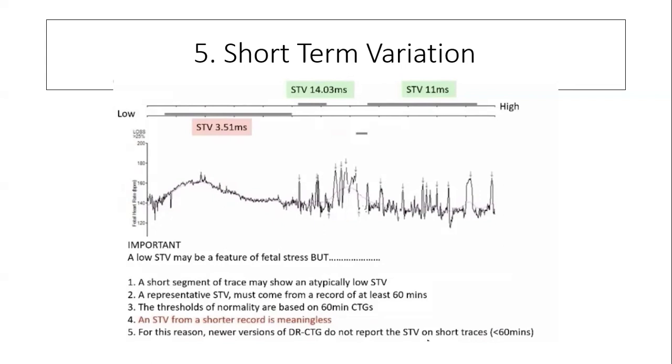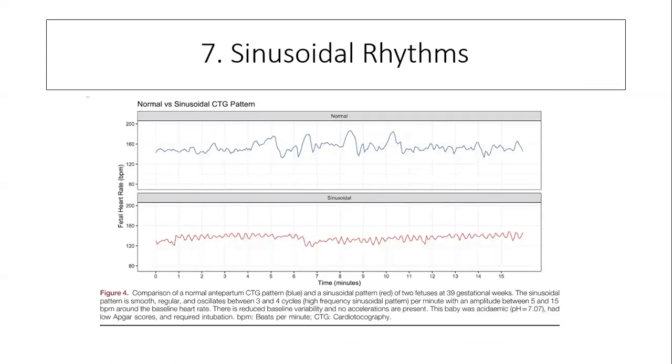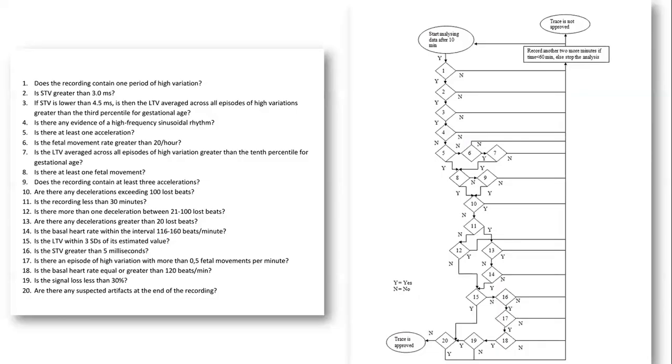Then it determines the baseline. You don't want a bradycardia because you know that is an acute event. And you also don't want a sinusoidal rhythm. Based on analysis, it can tell a sinusoidal rhythm because it's associated with fetal anemia. So after putting all of that together, it goes through an iteration.